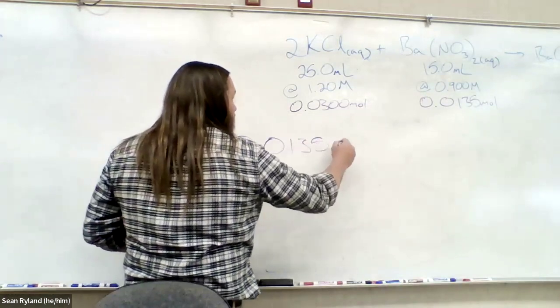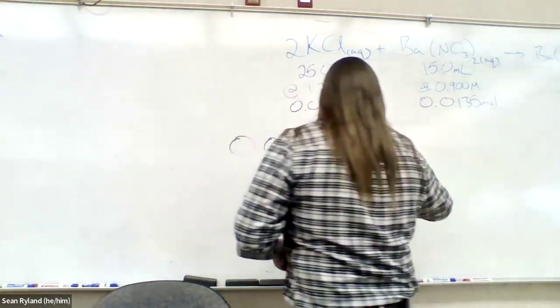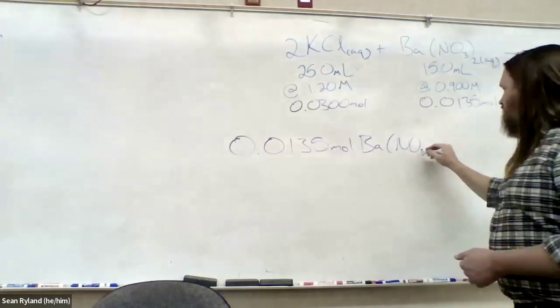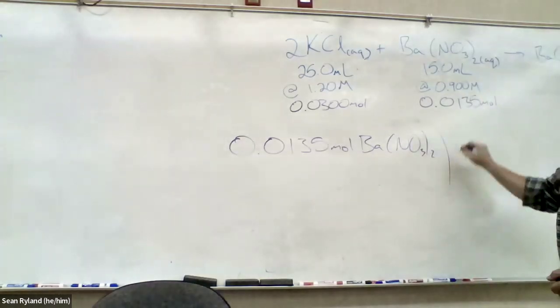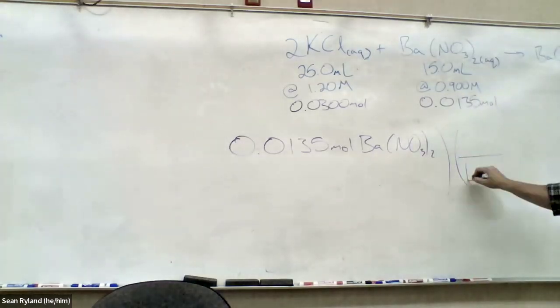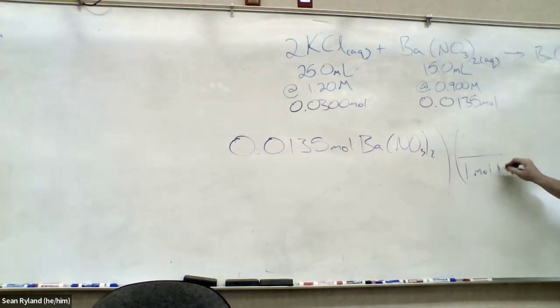0.0135 moles of barium nitrate for every 1 mole barium nitrate is 1 mole of barium chloride. Right, we can pick either of these to figure out what's going to run out, what our theoretical yield is.